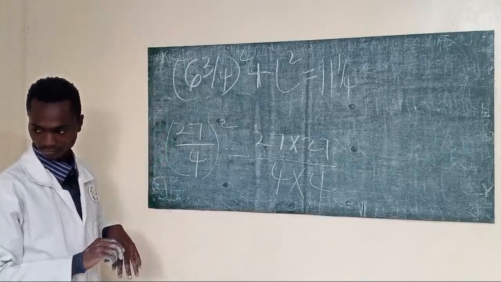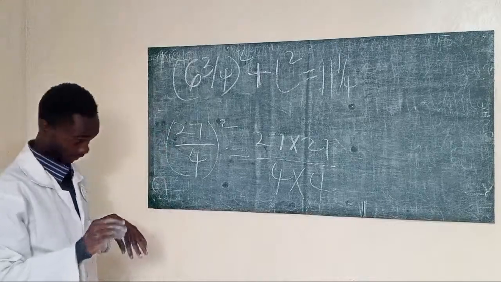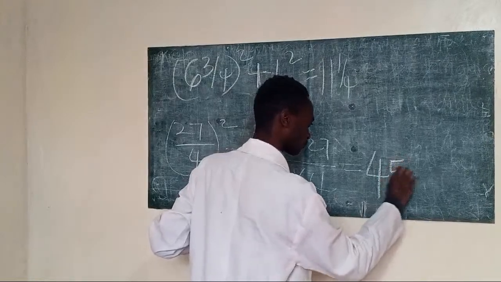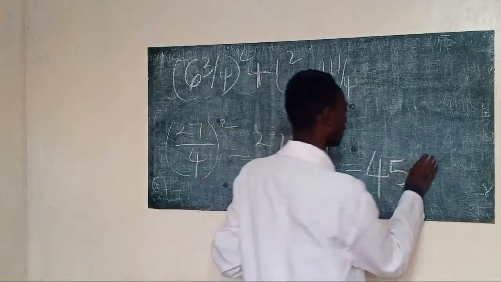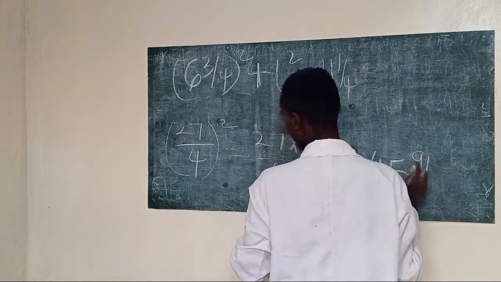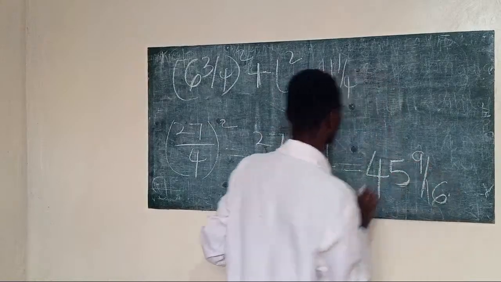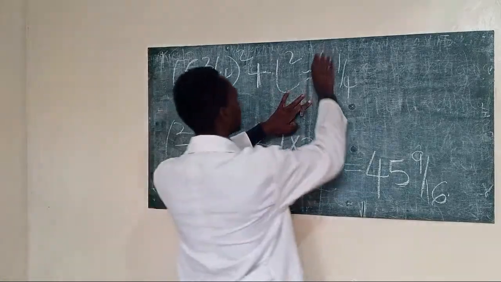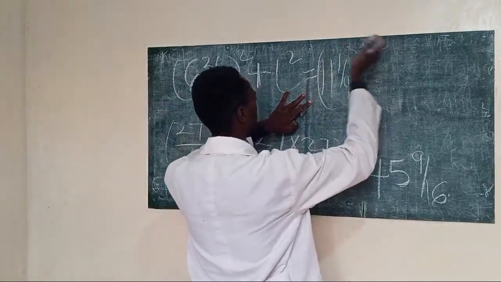Itakuwa 49, itakuwa 45. 9 over 16. 45, 9 over 16. Yes, ndio nilikuwa nimepata. Hii pia iko na square, sababu hii square, hii square, hii square.